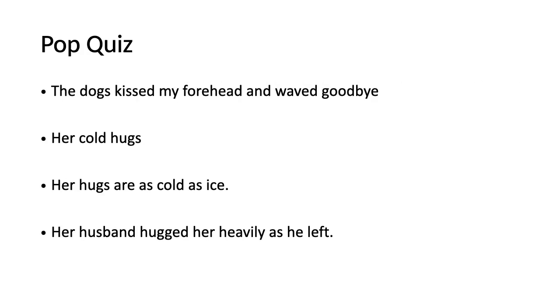So we have a pop quiz. The dogs kissed my forehead and waved goodbye. Now, a dog has a paw. So it might appear as though the dog actually can wave goodbye, but waving and kissing are qualities of human beings, and when those qualities are given to things that are not human, that would be an example of personification. So the dog kissing the forehead and waving goodbye would be an example of personification.